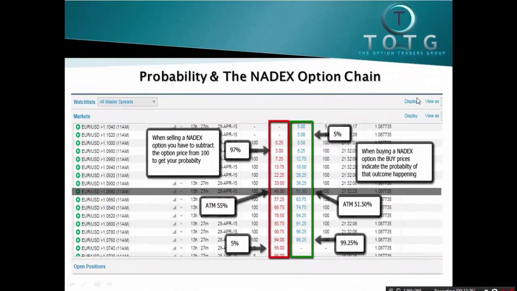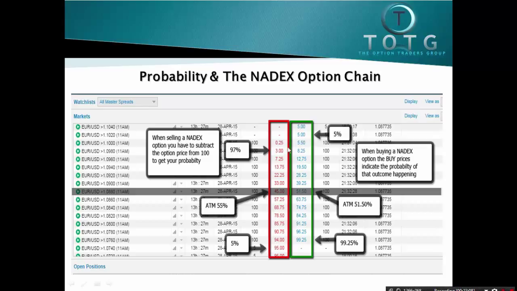Okay, so I was talking about probability earlier, and I was talking about 6% and all that. So this is the probability in the Nadex option chain. So when you're buying a Nadex option, the buy prices located here indicate the probability of that outcome happening. Okay, so I have a 5% right here in this box. That means if you bought this Euro USD 1.1020 11 a.m. expiration, that means you're saying price is going to be above this strike at 11 a.m. Well, the probability of that happening is 5%.